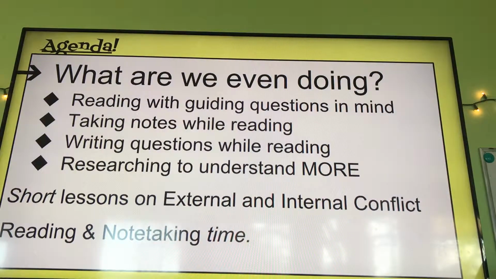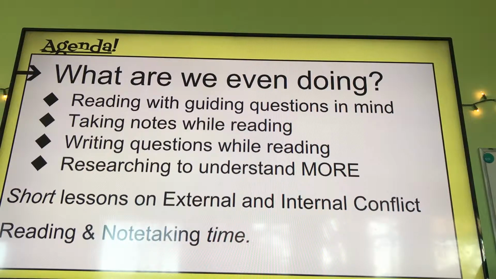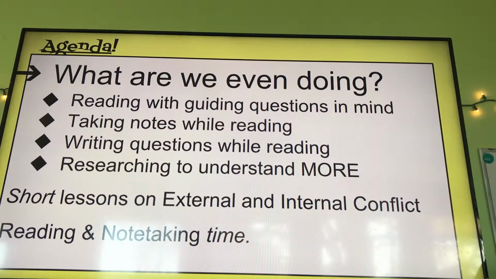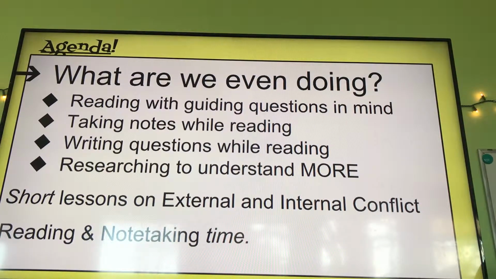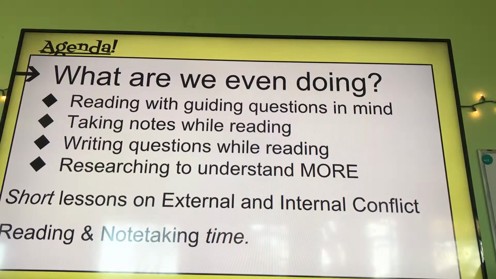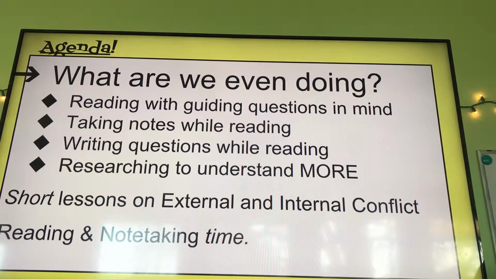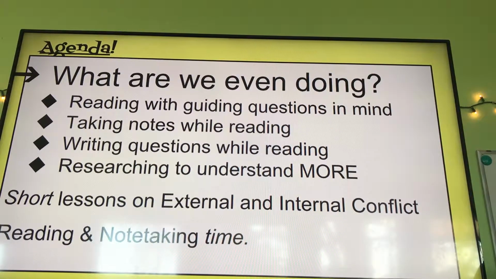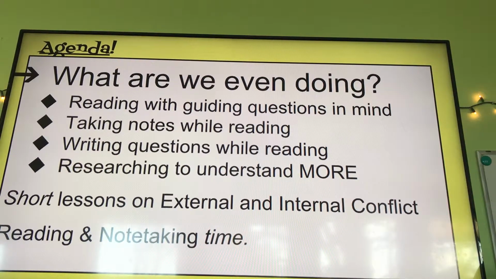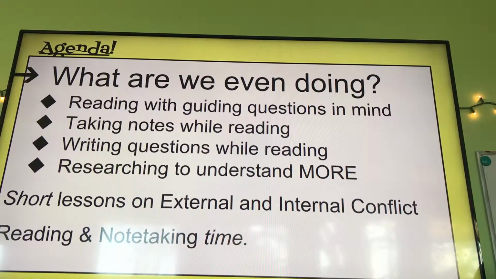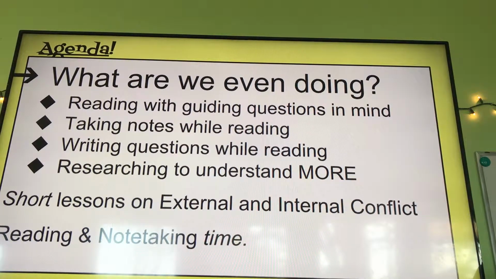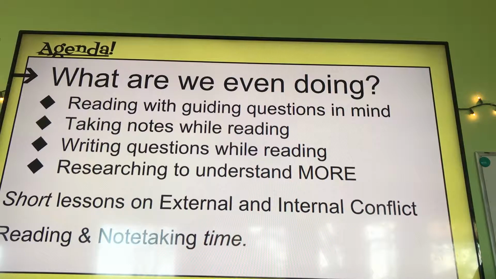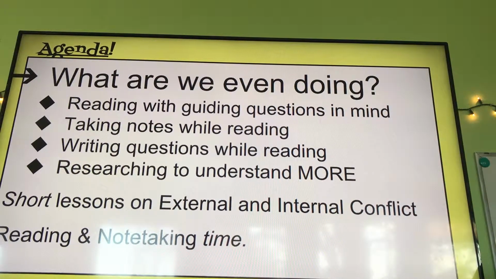So remember, what are we even doing? We're reading with guiding questions in mind. You have those 4 guiding questions in your reader's notebook. You're taking notes while you read. Things you might take notes on are, how is your character changing? What are the major conflicts? What are the key events that might be happening? People, places, things, and questions. Writing down questions while you're reading, whether they're things that are happening in the real historical event or just things that will help you understand the novel better. If they're things that are happening in real context, then you want to research to understand more.